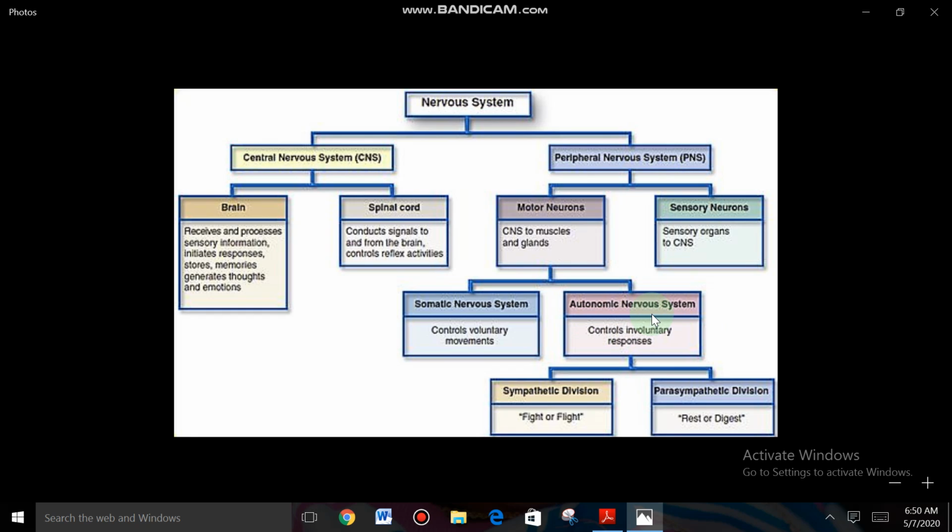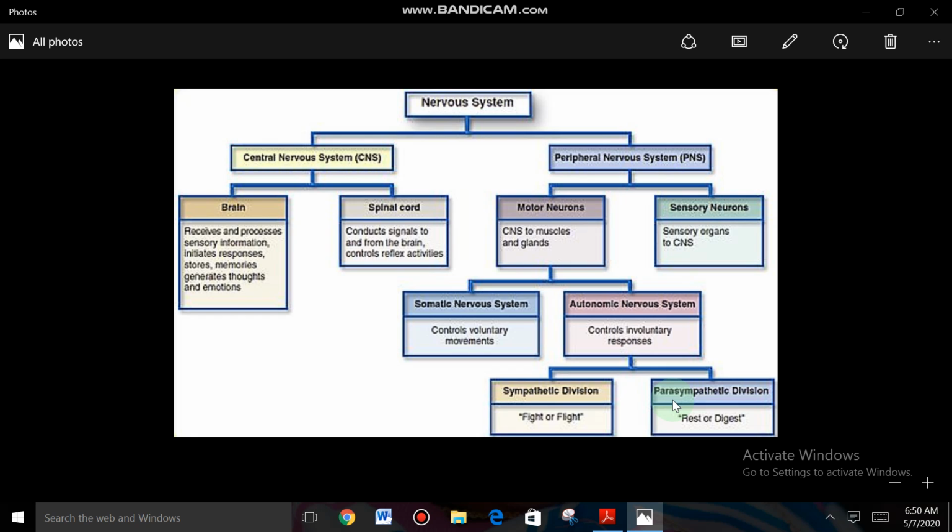The autonomic nervous system again consists of two different components, the sympathetic and the parasympathetic. Sympathetic and parasympathetic are opposite; they work vice versa, right? Suppose some body functions are increased by the sympathetic nervous system, and those body functions are decreased by the parasympathetic nervous system. Up to this, clear?